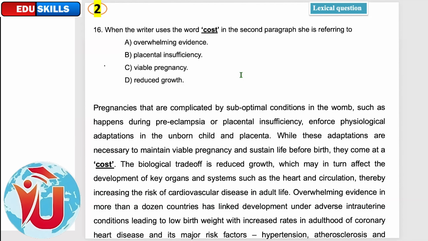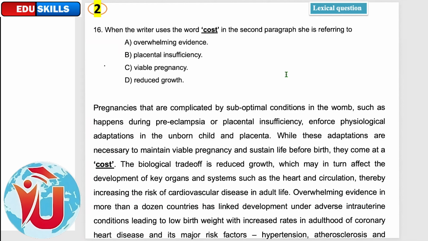When the writer uses the word cost in the second paragraph, she is referring to A. Overwhelming evidence. B. Placental insufficiency. C. Viable pregnancy. D. Reduced growth.